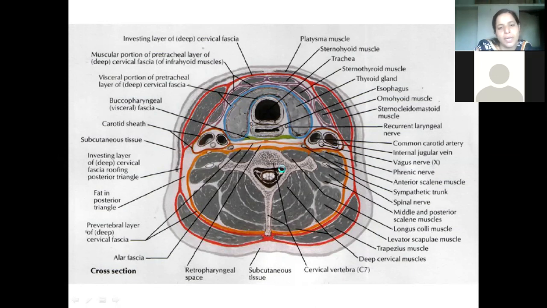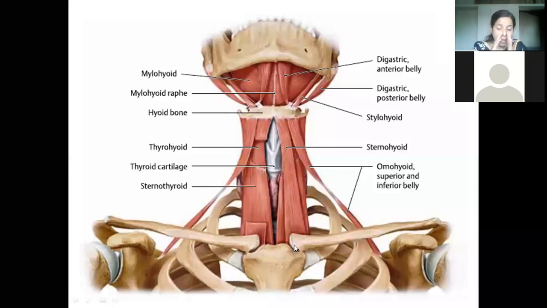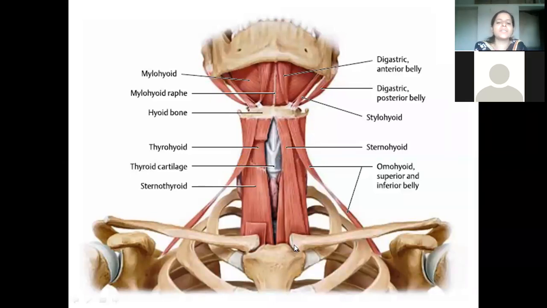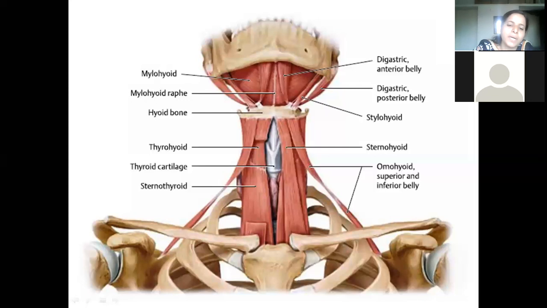Okay. Now, to know the names of these muscles is very important, because they make the anterior relations of the thyroid gland. You can see the outline of the thyroid gland here. And also they are the contents of the muscular triangle, which we see as one of the components of the anterior triangle. What are these muscles which we should know?